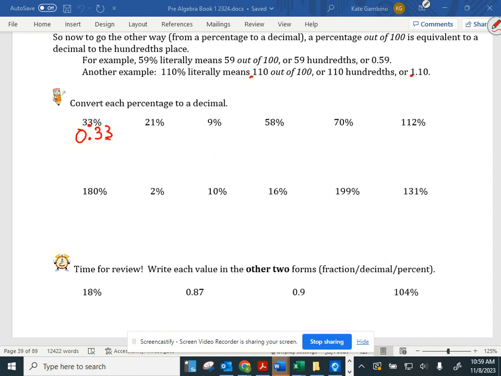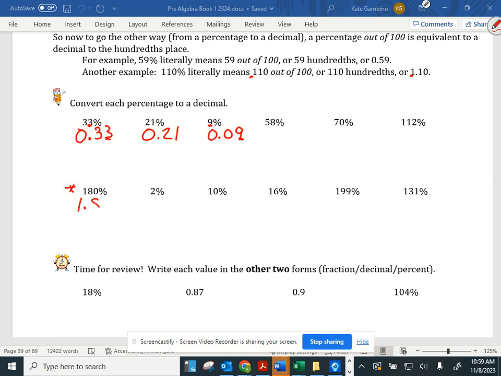What would 21% be, Christian? 0.21. What would 9% be, Adeza? 0.09. 0.09, because that last number of our percentage has to be in that hundredth place. What if we have a number that's in the 100%? What would 180% be, Blakely?